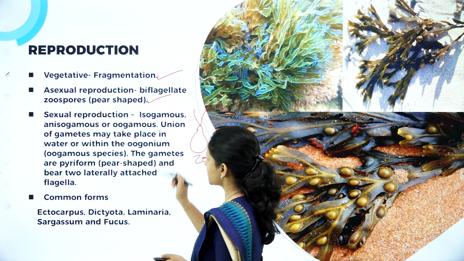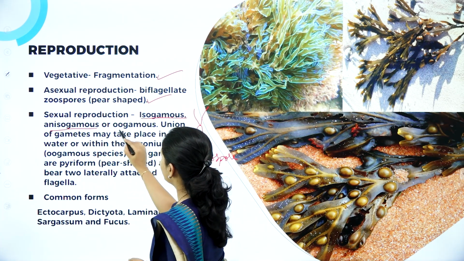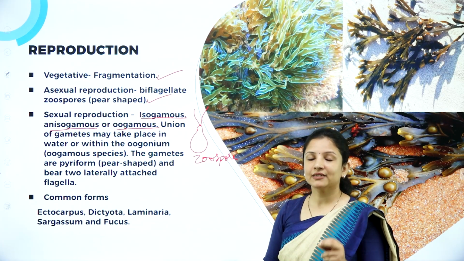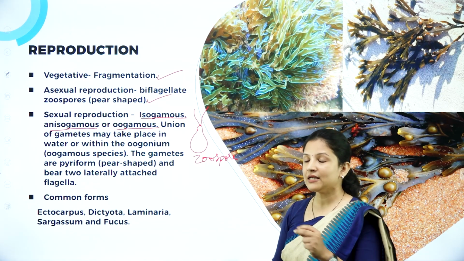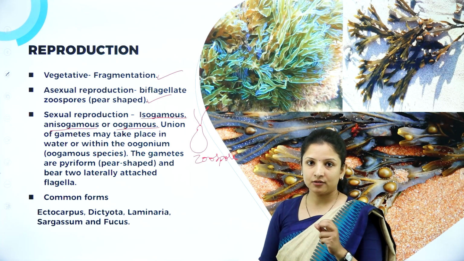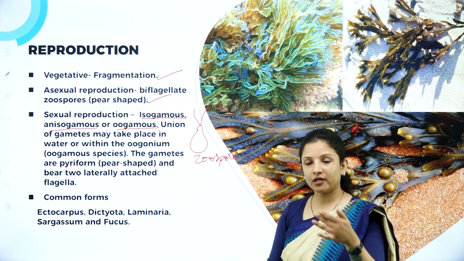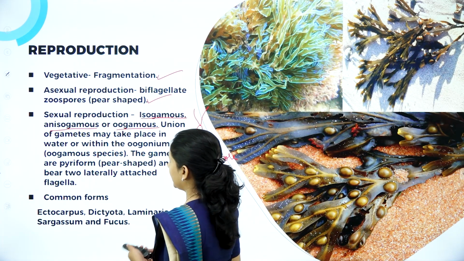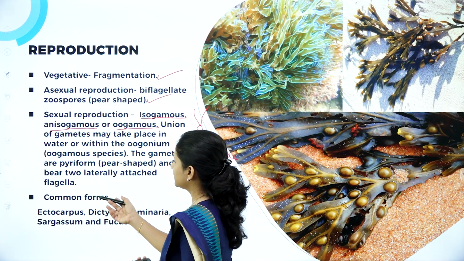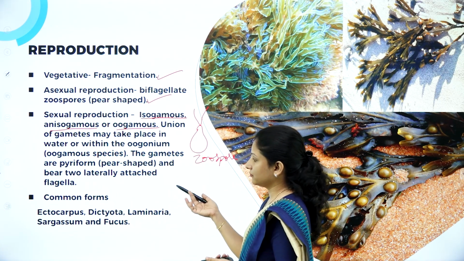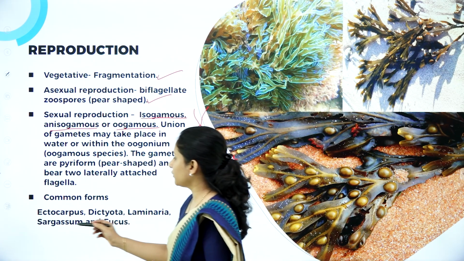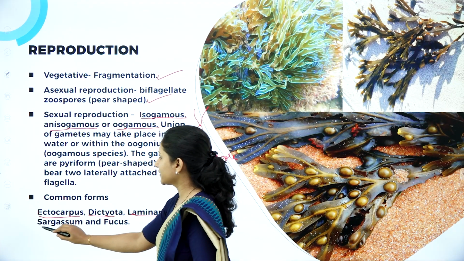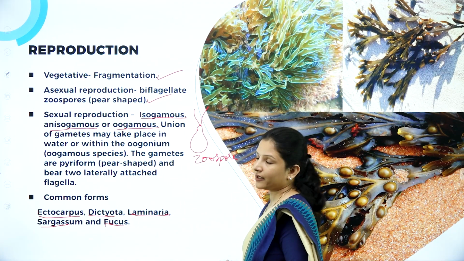And sexual reproduction is isogamous or oogamous, and usually the fusion of these gametes takes place in the water. That is why these brown algae are marine, so that the gametes are released into the water. In the water itself, the fusion of the gametes can take place and the further plant body can develop. Also, there are some examples under Phaeophyceae, that is brown algae. We have Ectocarpus, Dictyota, Laminaria, Sargassum and Fucus. So these are some of the examples.